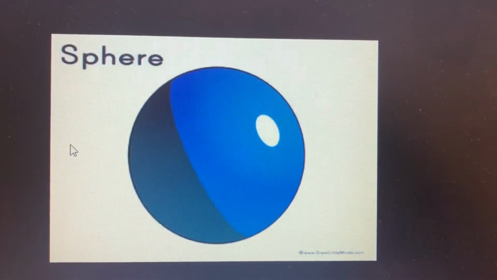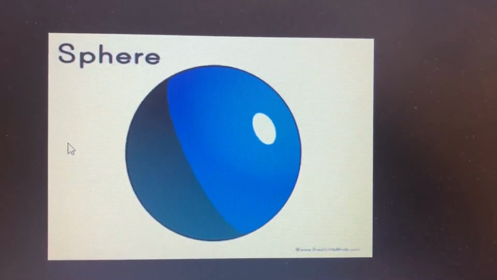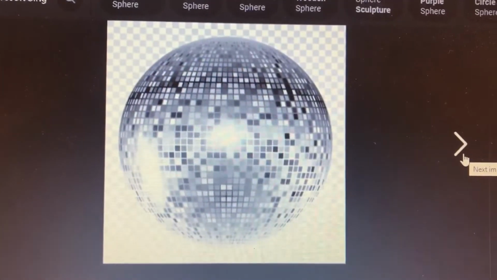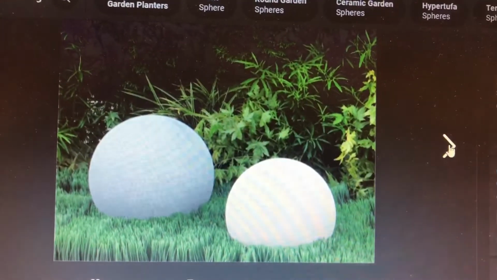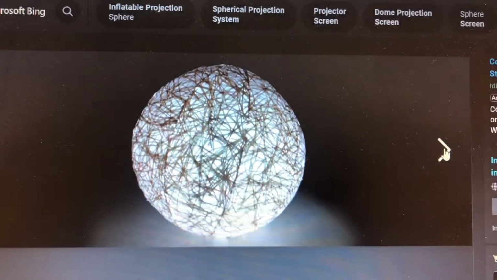So what is the shape that is like a ball, like a basketball or a baseball or a soccer ball? What is that shape? Do you remember the name? That's right, it is a sphere. It is a sphere. Let's look at some figures that are spheres, okay? So here are some spheres. Look at that, spheres. Okay, there you go.